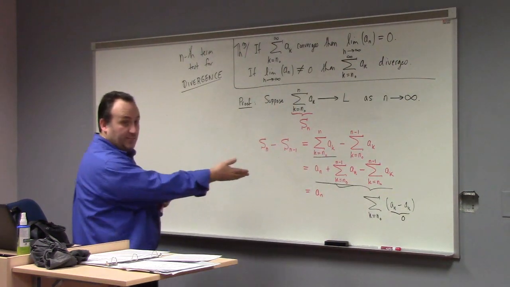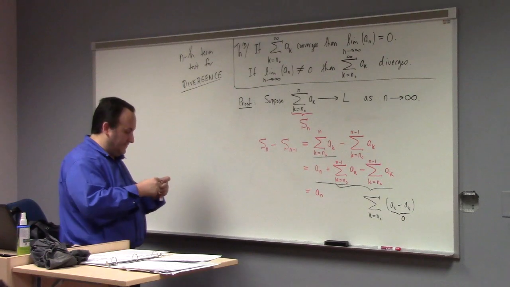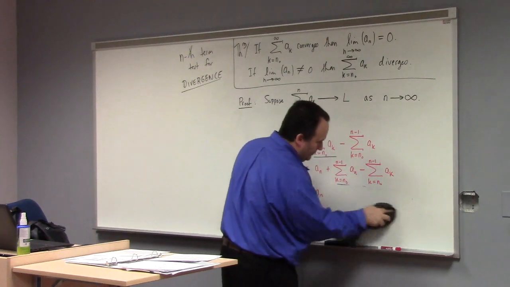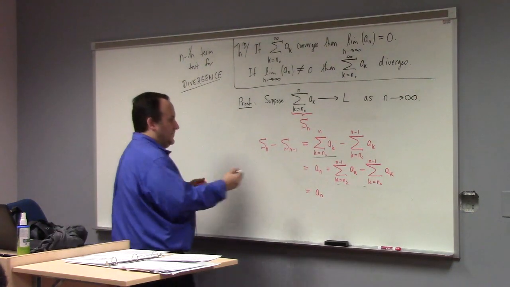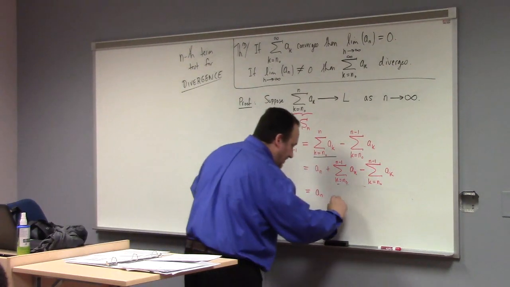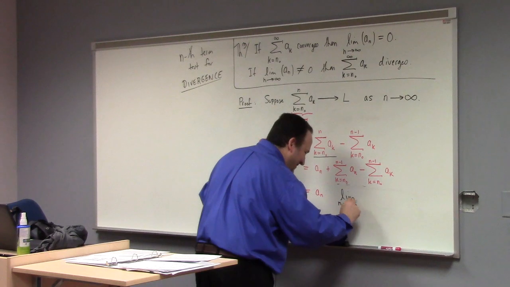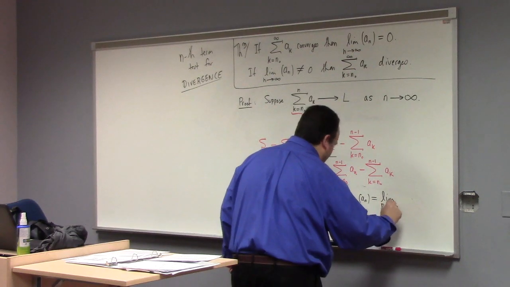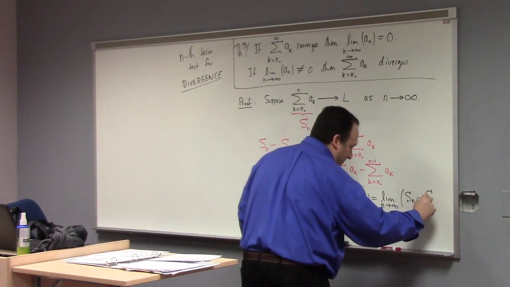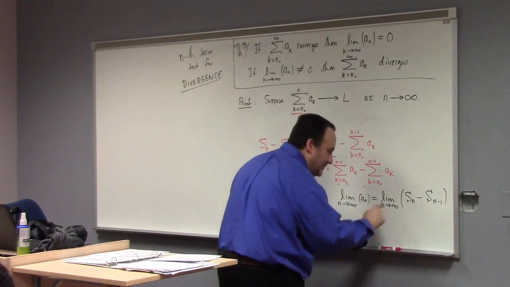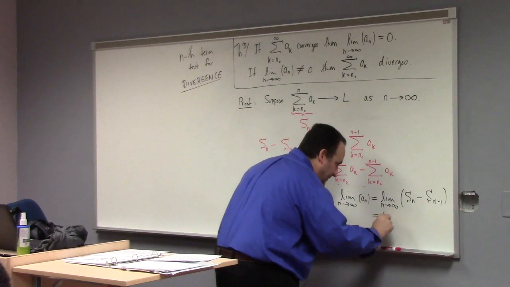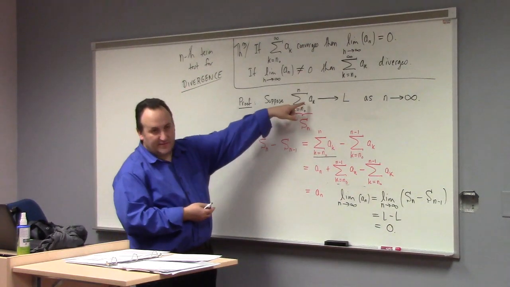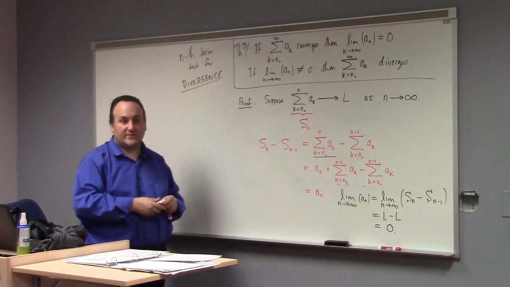But anyway, the punchline here is: what happens to the limit as n goes to infinity? So as n goes to infinity, what do we get? 0. We get 0, because we've got the limit as n goes to infinity of s sub n minus s sub n minus 1. And both of these go to L by assumption. L minus L, also known as 0. We're assuming that the limit of s sub n is L. That is the assumption that the series converges.